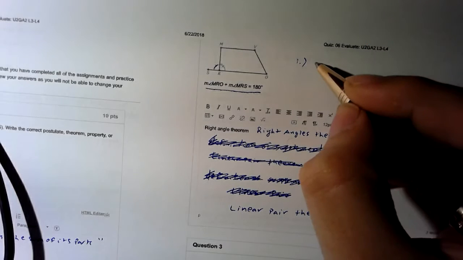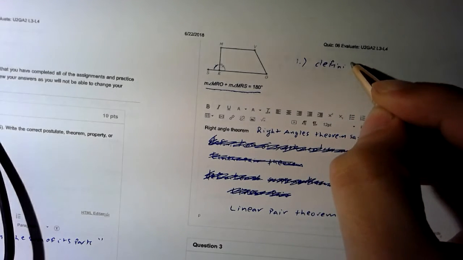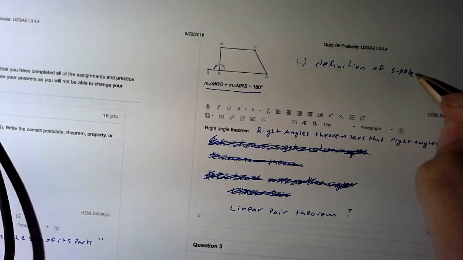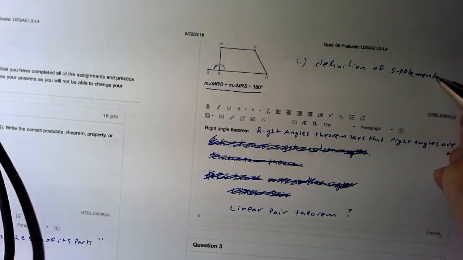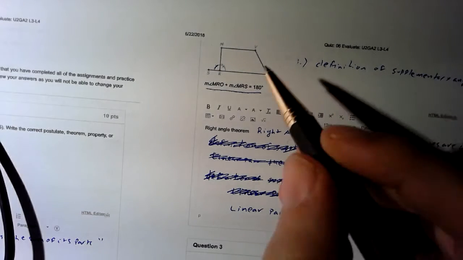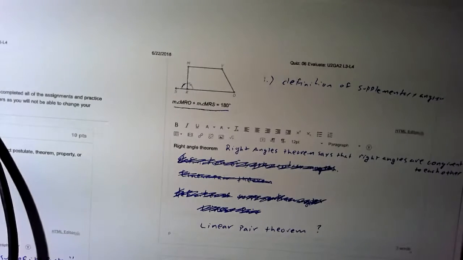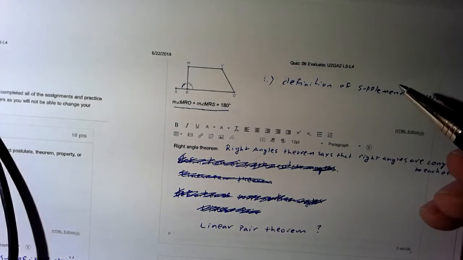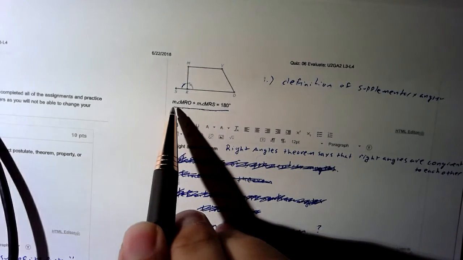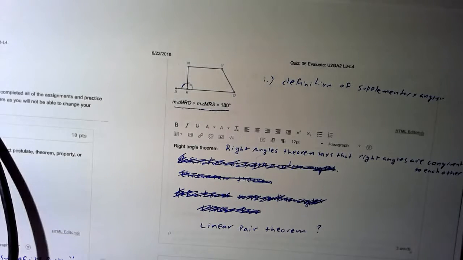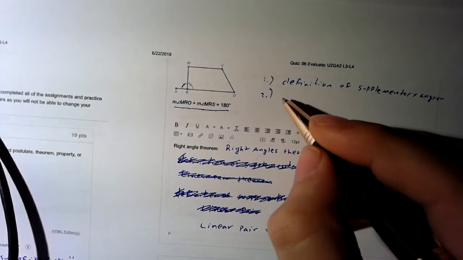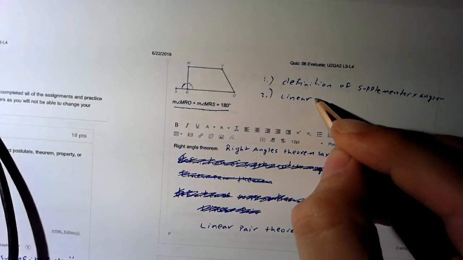First one is using the definition of supplementary angles. If you already know that two angles are supplementary, then you can apply the definition of supplementary angles to conclude that the sum of their measures is 180 degrees. Another way of concluding this statement is using something called the linear pair theorem.